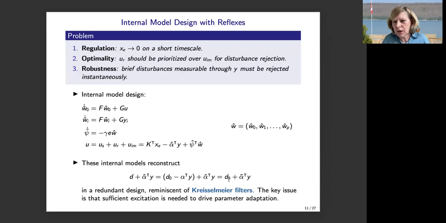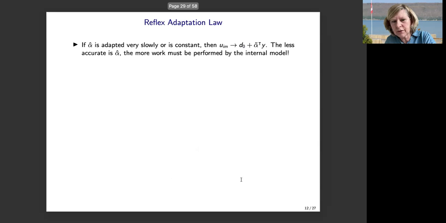So what does the internal model do? It reconstructs those disturbances that are simply not measurable, and it reconstructs the residual error due to poorly calibrated reflexes. And this is the key insight to understand why an internal model is responsible to calibrate reflexes, is that if this is quasi-static, then in steady state, due to the internal model principle, the internal model will cancel this signal because it's driving errors to zero rapidly on a short time scale.